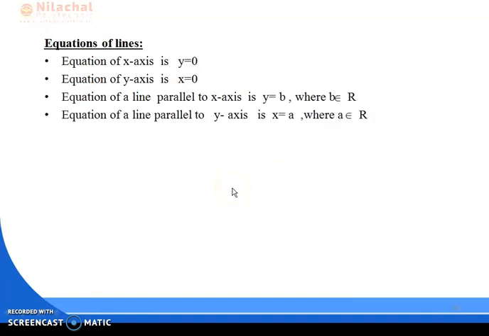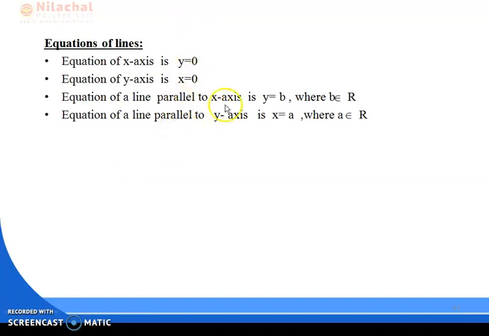Now, equations of lines. The equation of the x-axis is y equals 0. Why? We know that every point on the x-axis must have y coordinate 0. The equation of the y-axis is x equals 0. That means every point on the y-axis must have x coordinate 0. So the equation of the y-axis is x equals 0.